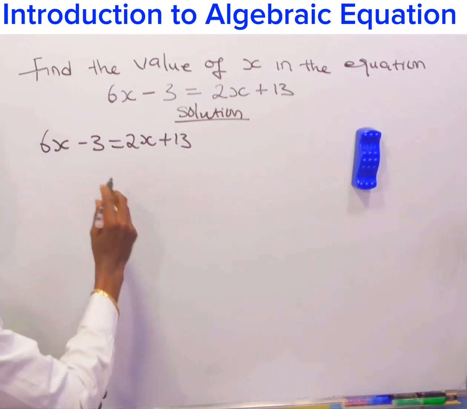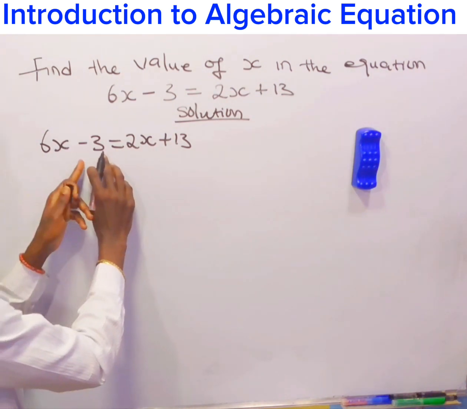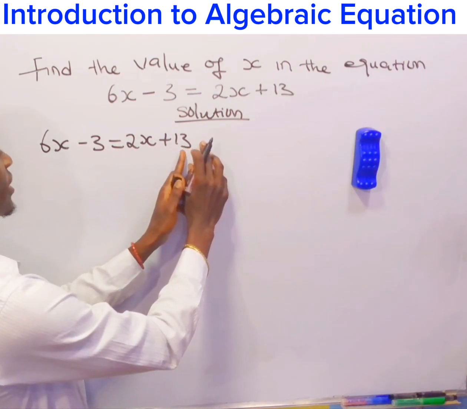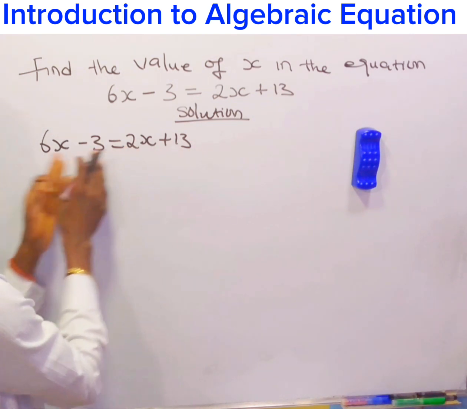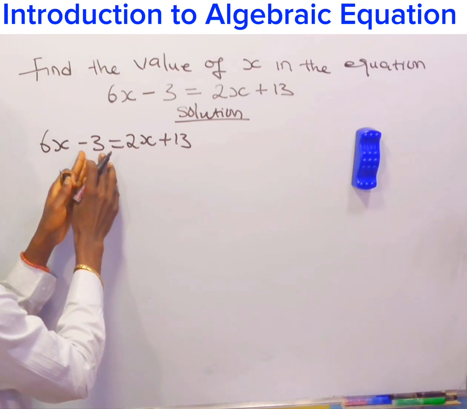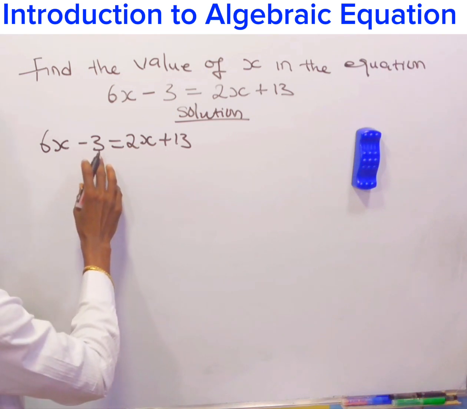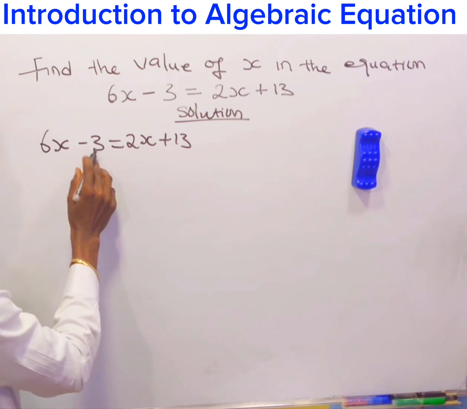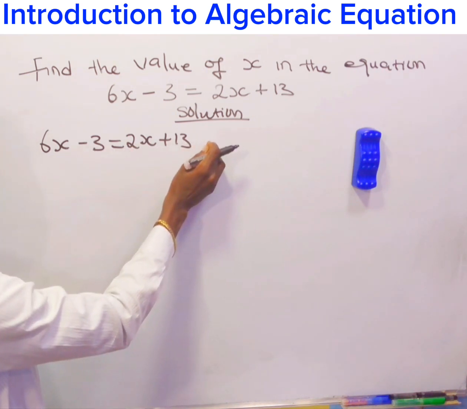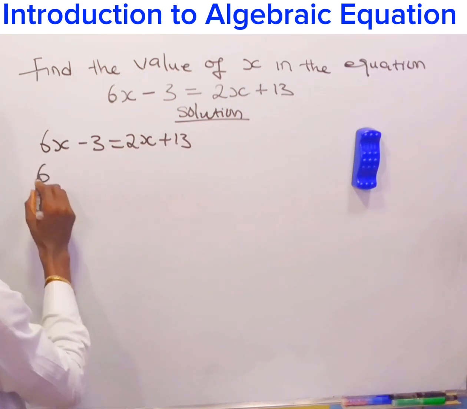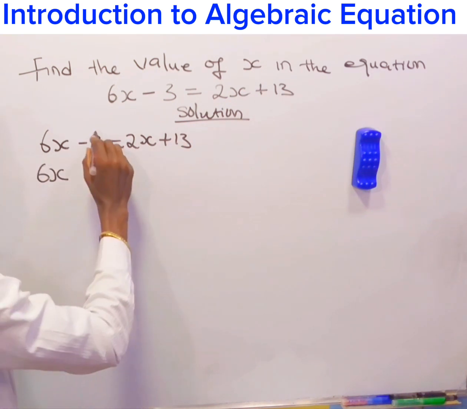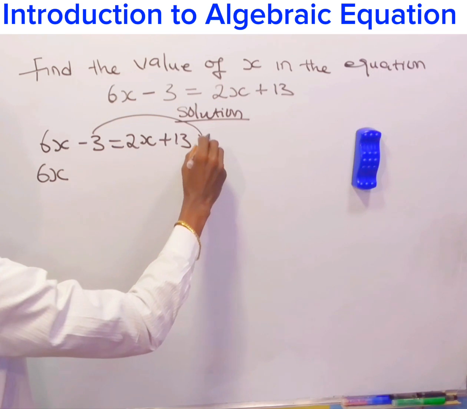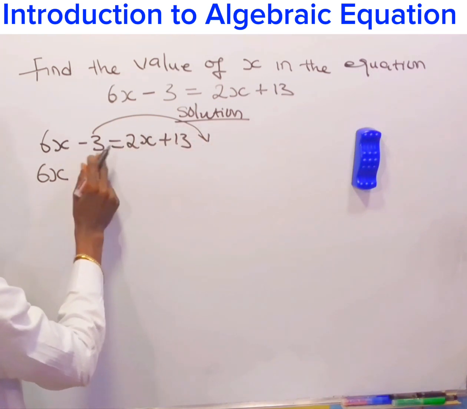So collecting like terms simply means we move negative 3 to the position of positive 13. We also move 2x to the position of 6x. Let's start by moving negative 3. Negative 3 will cross the equal sign to the position of 13. So we have 6x. Now, negative 3 will cross to come here. We'll not be having any negative 3 here anymore.